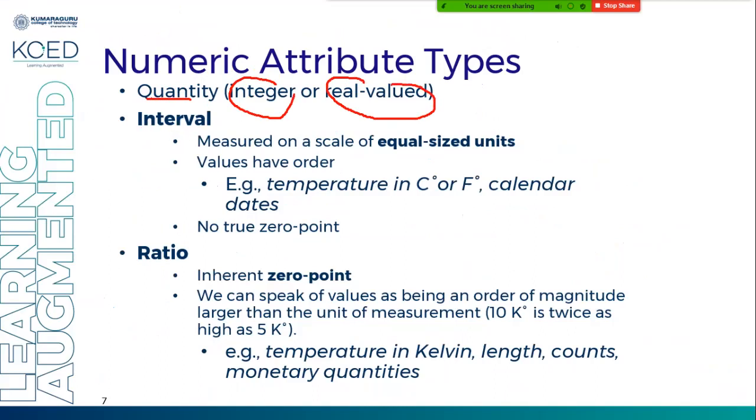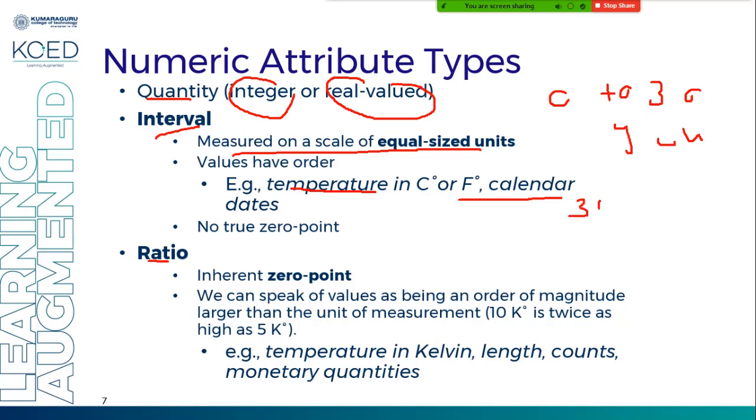They are categorized into two types: interval and ratio. Interval means we measure on a scale of equal-sized units. Temperature or calendar dates are examples of interval. For example, with an age category, I have an interval 0 to 30 as youth, 31 to 59 as middle, and 60 to 100 as old. So this is known as an interval.